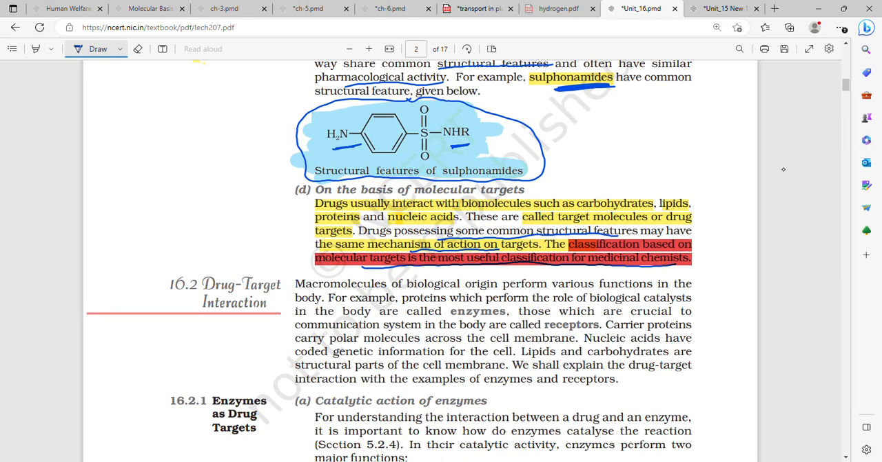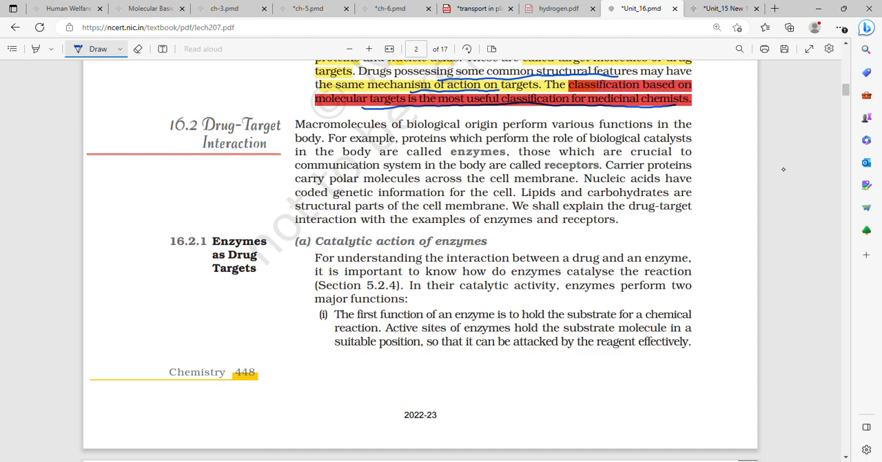Macromolecules of biological origin perform various functions in the body. For example, proteins which perform the role of biological catalyst in the body are called enzymes. So we know that enzymes are essentially proteins. And those proteins which are crucial to the communication system in our body are called receptors. Carrier proteins carry small polar molecules across the cell membrane.